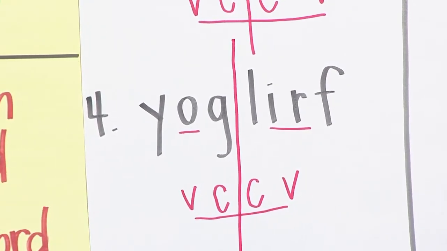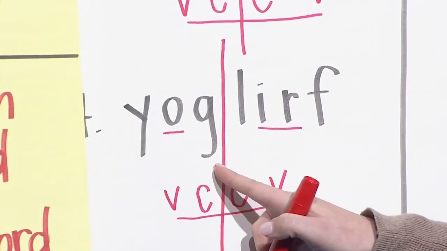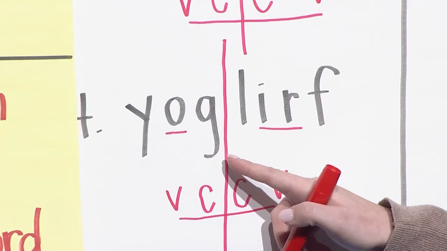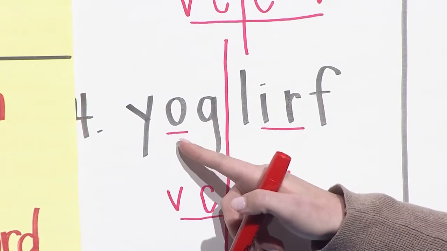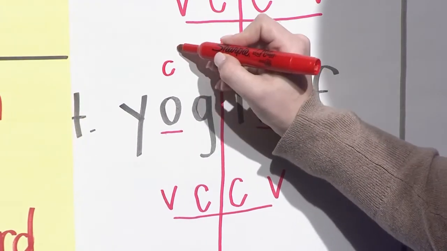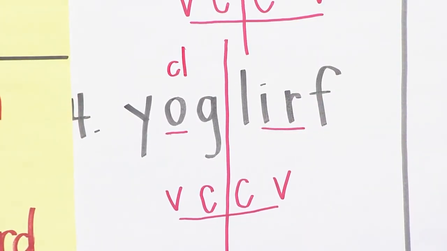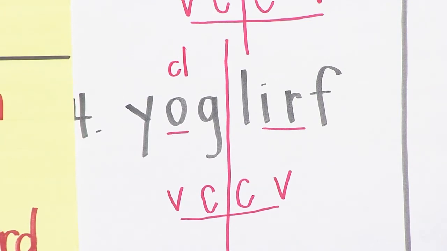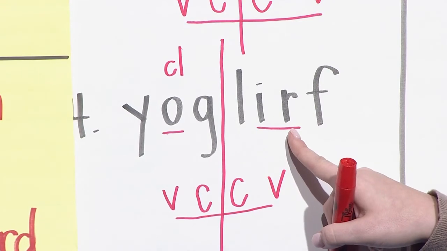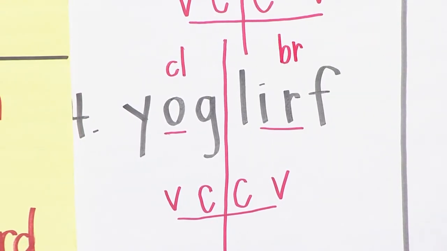Next, we're going to identify the syllable type for each part. What do you notice about the first syllable? Very good. It ends in consonant G, closing off our vowel, giving it a short sound. So let's write CL for closed. And what do you notice about our second syllable? That's right. IR is R controlled or Bossy R. So let's put BR to remember.